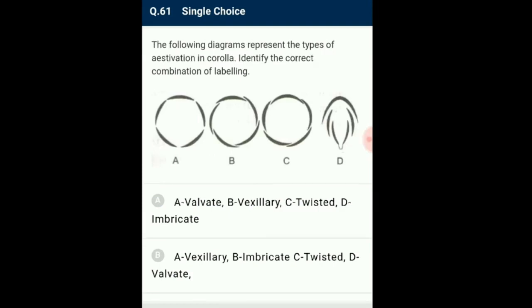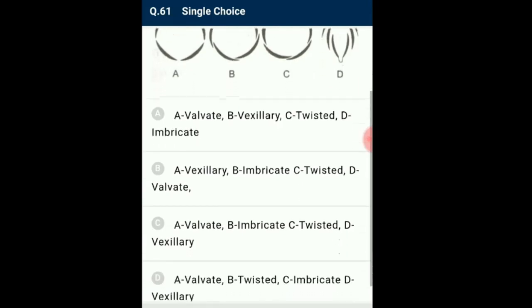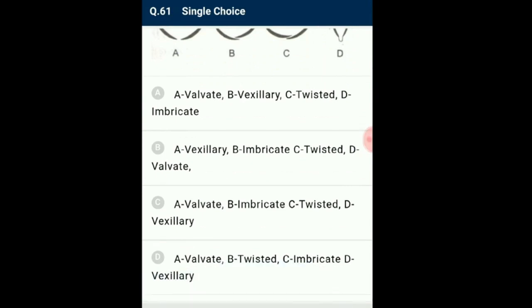Represent the types of aestivation in corolla. Identify the correct combination of labeling. In the given diagrammatic representation, diagram A represents valvate aestivation, B shows twisted aestivation, C represents imbricate aestivation, D represents vexillary aestivation. So the correctly matching option is D.